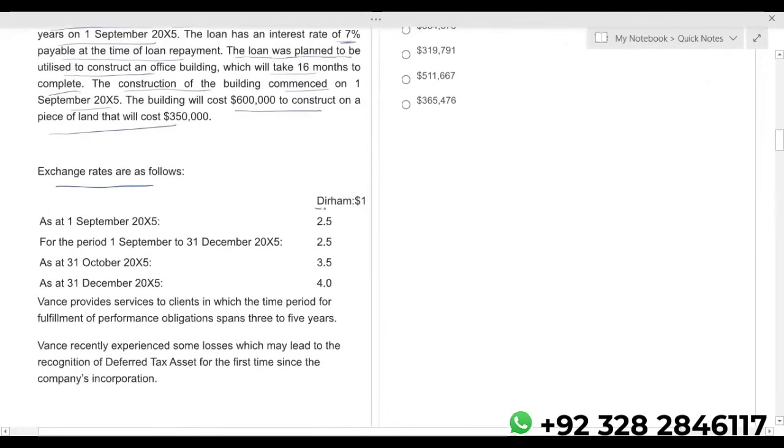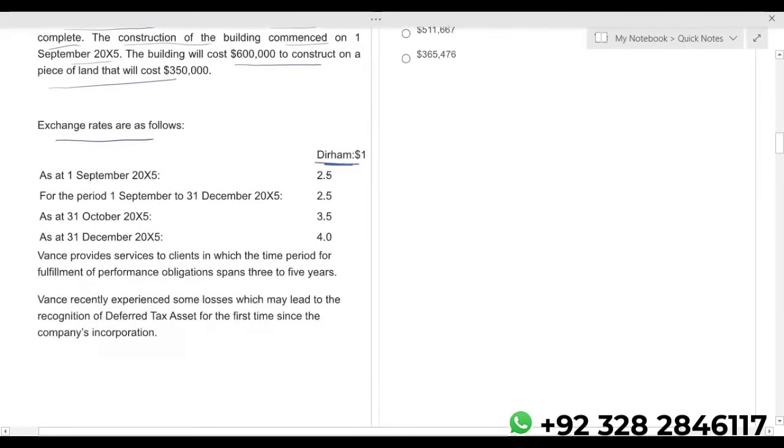Exchange rate: dirham to $1. Look at this, 2.5 dirham to $1. So dirham is a weaker currency, dollar is a strong currency, which means that when I'm going to convert this dirham to dollars, whatever amount is written in dirham, in dollars it will be less than that. So that could only be achieved by dividing it.